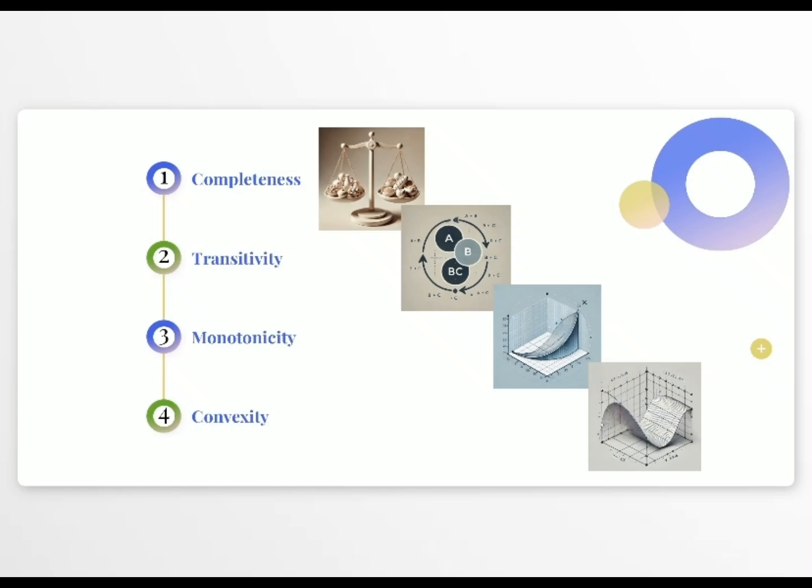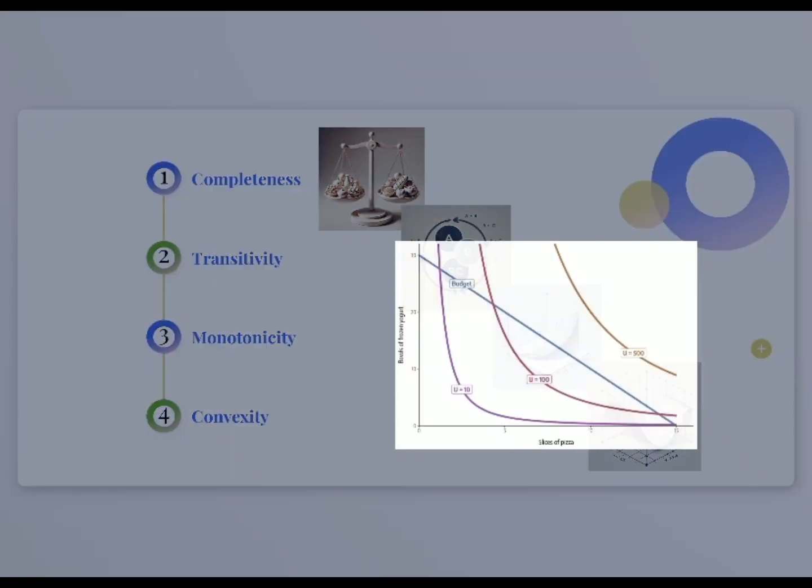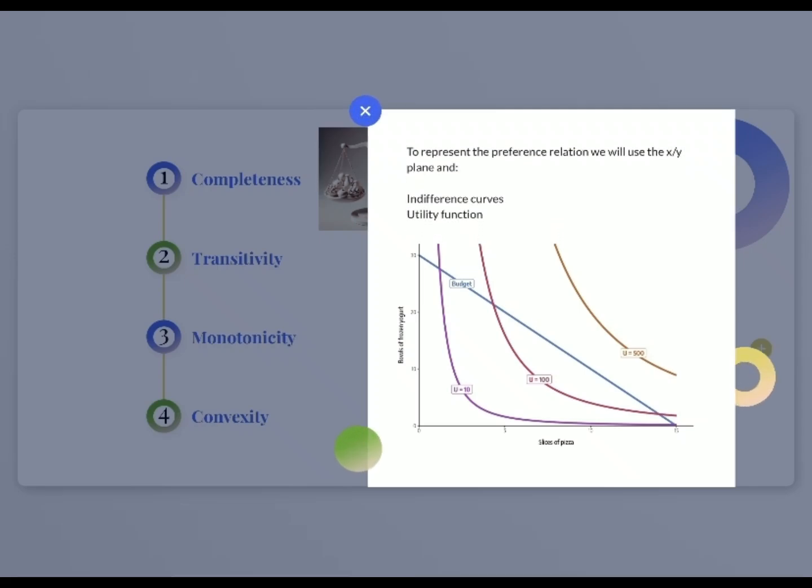To represent the preference relation, we will use the XY plane and two tools. The indifference curves represent a set of bundles that gives the same level of satisfaction, and the utility function is the mathematical representation of the preference relation through a function.